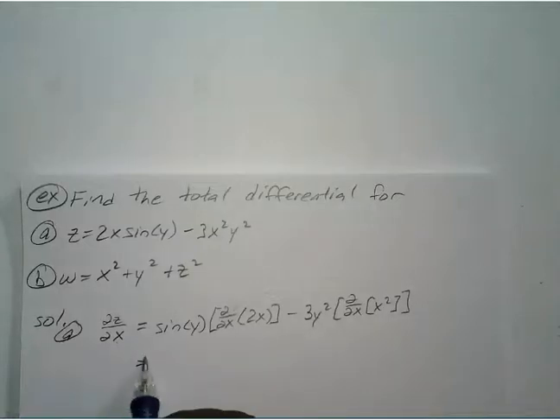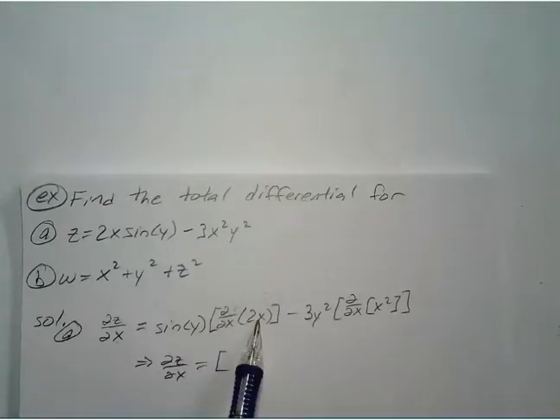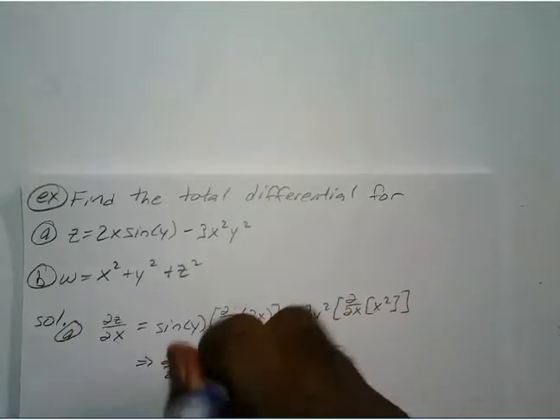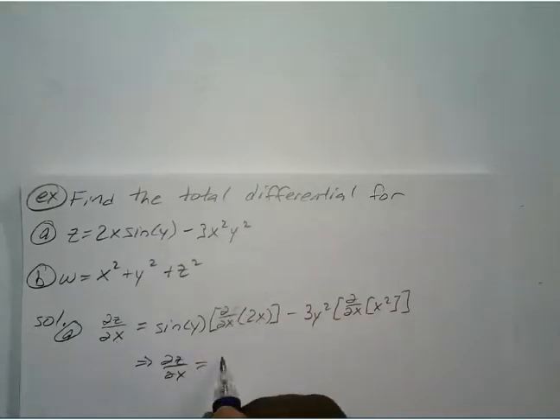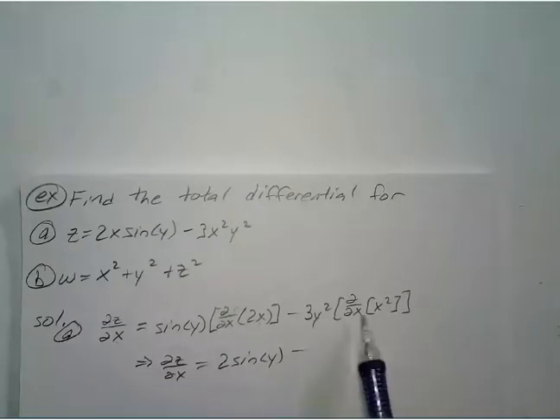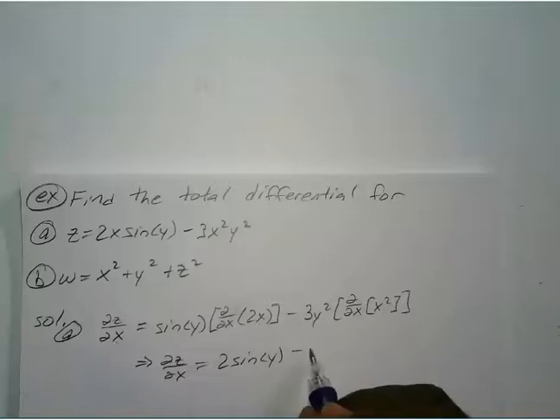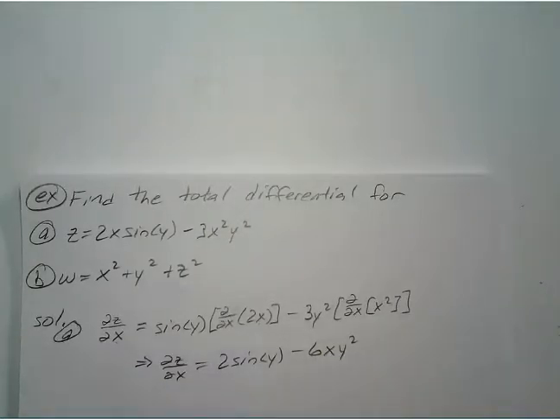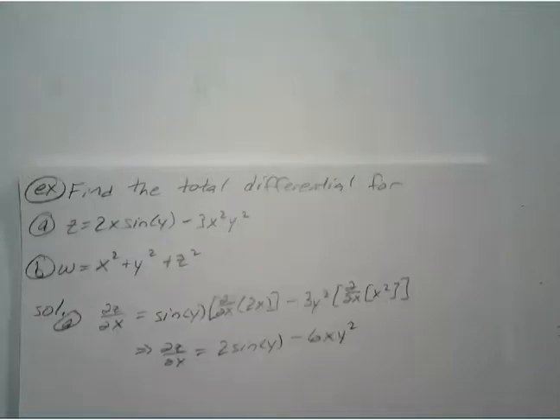Okay, so that means that your partial of z with respect to x is equal to the derivative with respect to x is 2. So you have 2 times sine of y. So you have 2 sine of y minus partial of x squared is 2x. So 2 times 3 is 6. So you have 6x times your y squared. Okay.